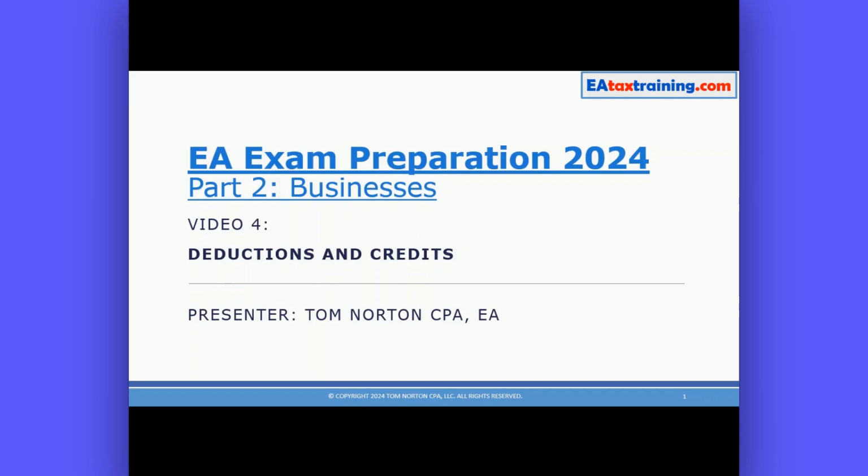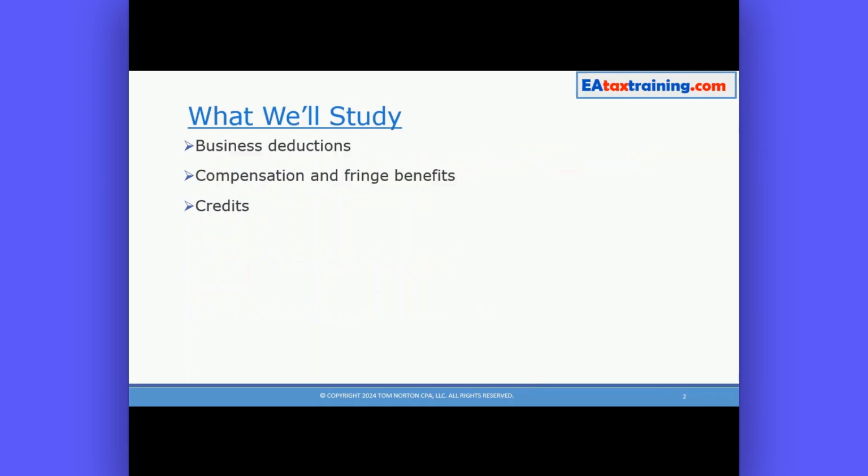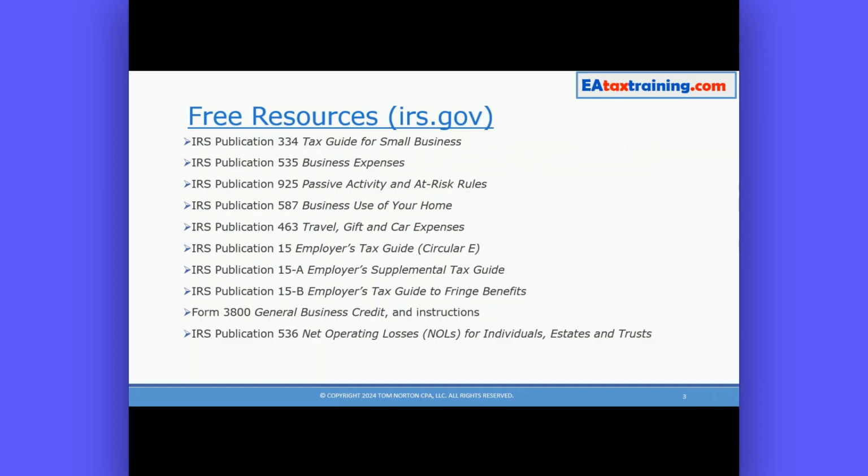We have a lot of ground to cover in this one, so let's get started. What we will study specifically today are business deductions. Then we'll look more specifically at compensation and fringe benefits, and then we will talk about credits. As always, free resources are available from irs.gov.